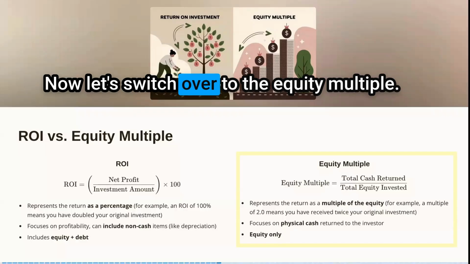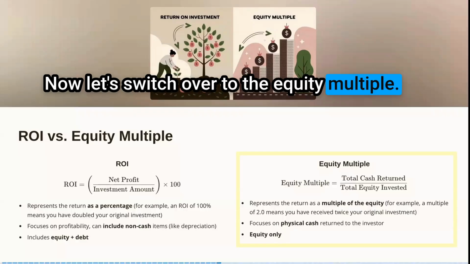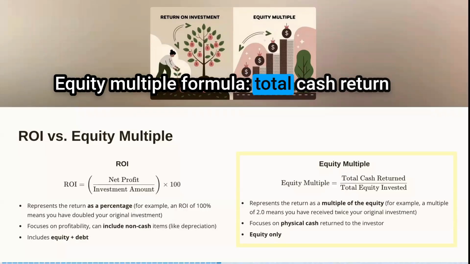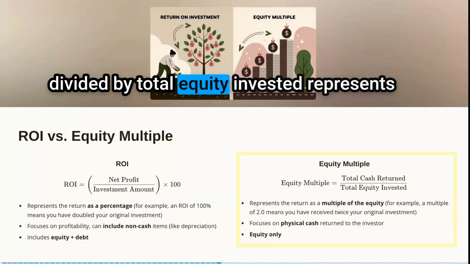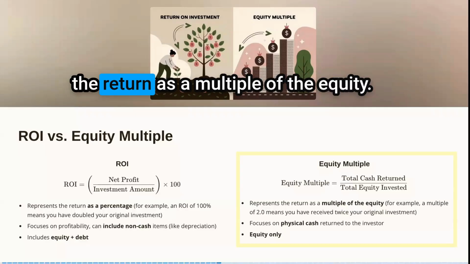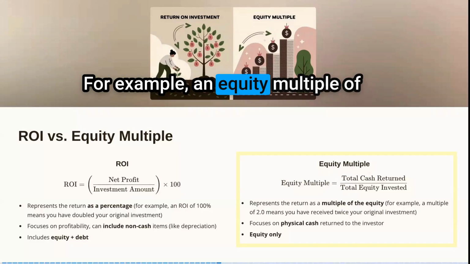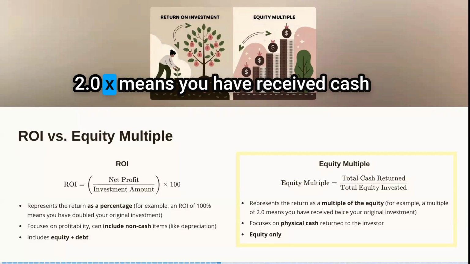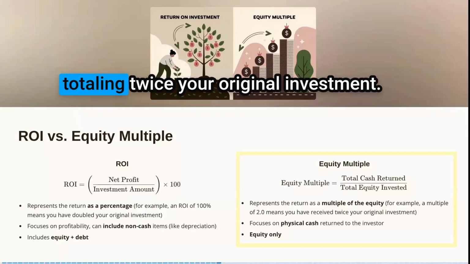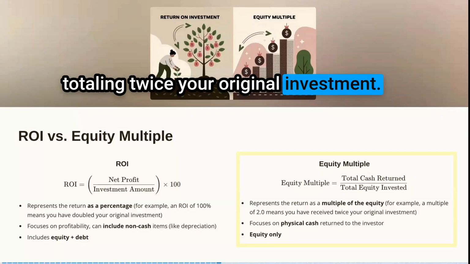Now, let's switch over to the equity multiple. Equity multiple formula: total cash return divided by total equity invested, represents the return as a multiple of the equity. For example, an equity multiple of 2.0x means you have received cash totaling twice your original investment.